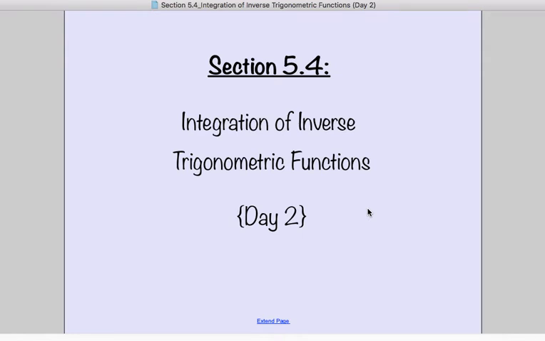Hello class, welcome to section 5.4 day 2. We are going to continue looking at integration of inverse trigonometric functions.